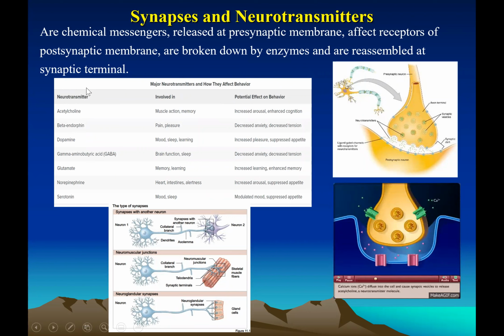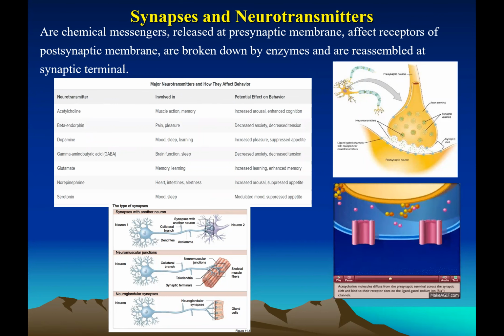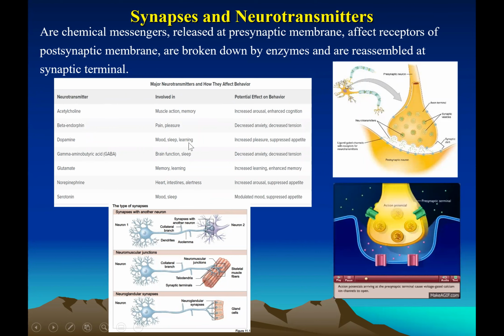And many drugs are designed to modulate, to either stimulate or depress this transmission according to the needs. For example, dopamine is for your mood, helps with sleep, helps with learning. So it gives you increased pleasure and suppresses appetite. I like that. Dopamine.